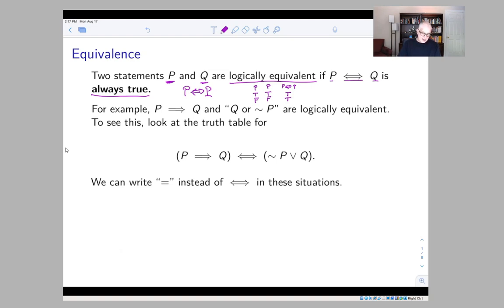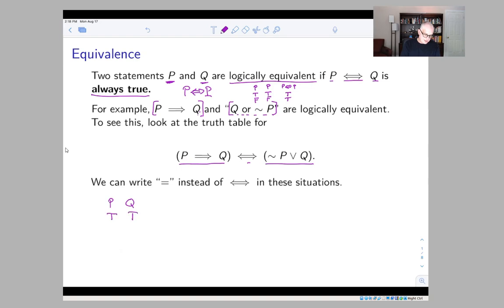Now let's look at another more interesting example. And here, I'm going to take two statements which use the variables P and Q, so the P and Q in this thing right here are not the two statements P and Q. Instead, the first statement is P implies Q, and the second statement is Q or not P. And what I'm claiming is that these two things are logically equivalent. We're going to verify that by looking at the truth table for the first statement if and only if the second statement. And we should be pretty good at truth tables by now.